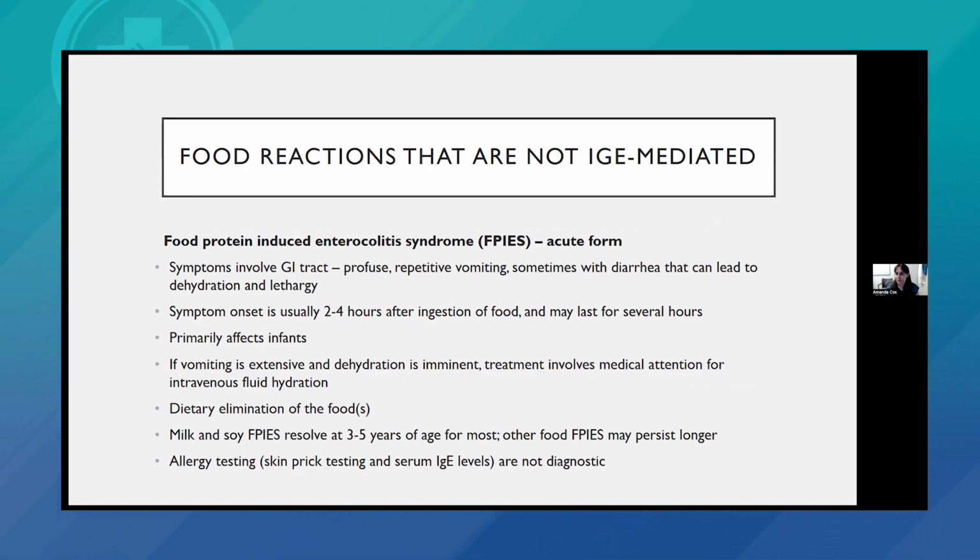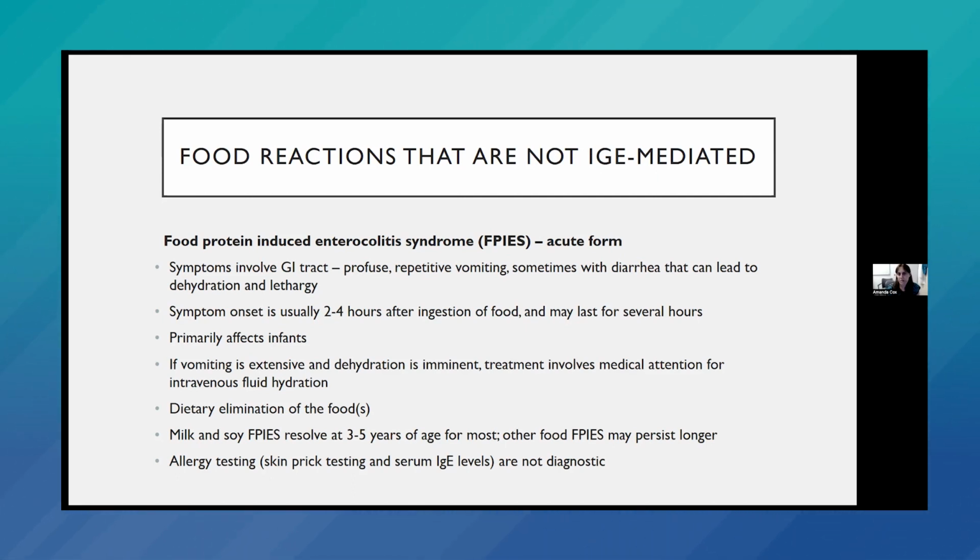And we do have food reactions that are not IgE mediated. These are non-IgE mediated food reactions. One of the more common ones that we see is called FPIES, or food protein induced enterocolitis syndrome. And in the acute form of this, the symptoms are profuse, repetitive vomiting, sometimes with diarrhea that can lead to dehydration and lethargy, or very low energy.